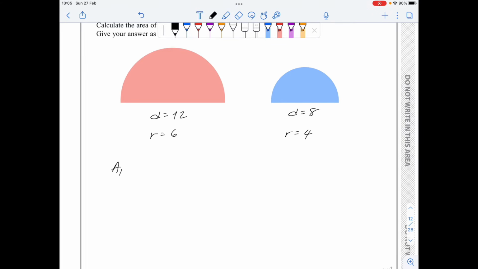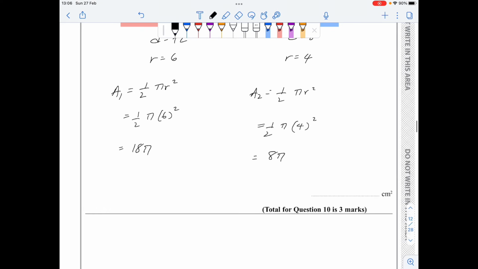So area of the first one is a half pi r squared, so a half of pi 6 squared, and this will give me 18 pi. And then the second area is half of pi r squared again, but this time use a different r, it is 4. So it comes out to be 8 pi. So the total shaded area is area 1 minus area 2. That's 18 pi minus 8 pi, and this will give me 10 pi.